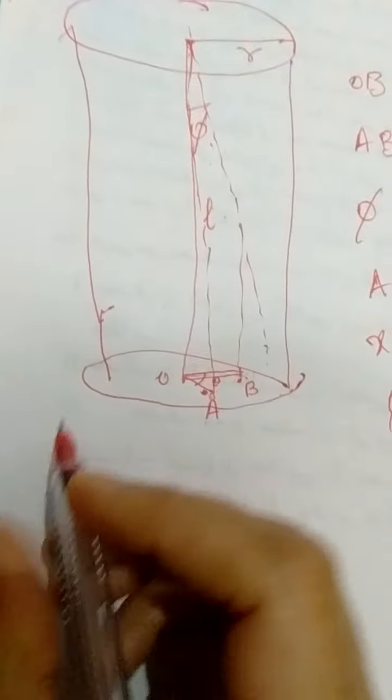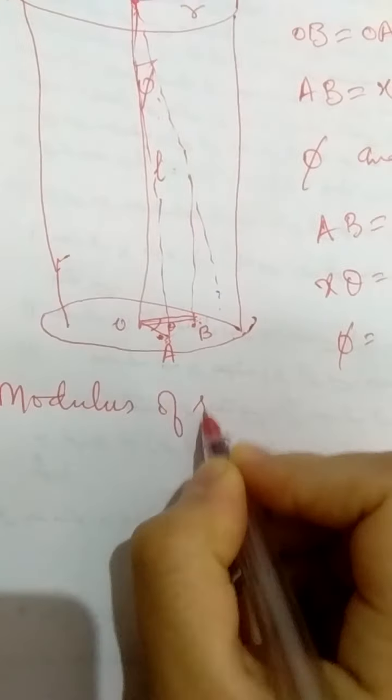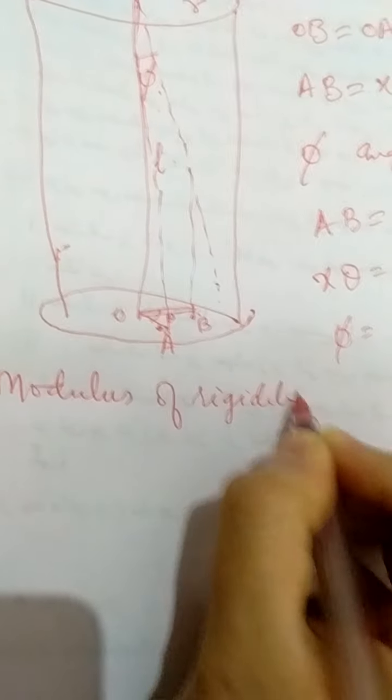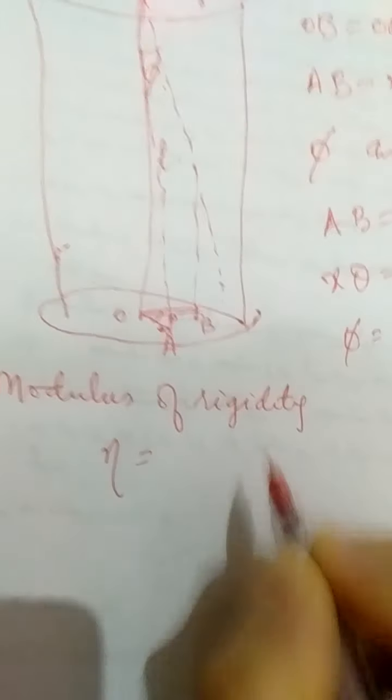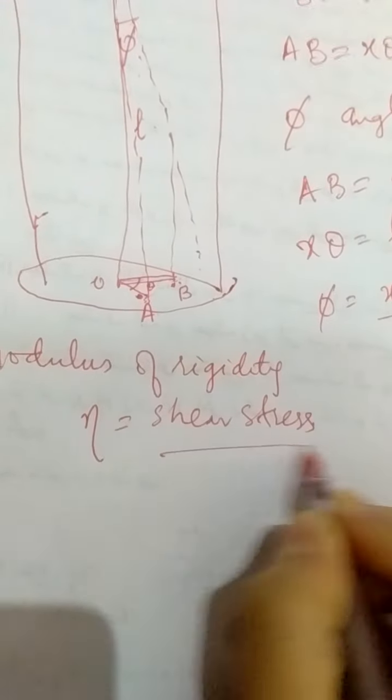Now we know that modulus of rigidity eta is equal to shear stress by shear strain.